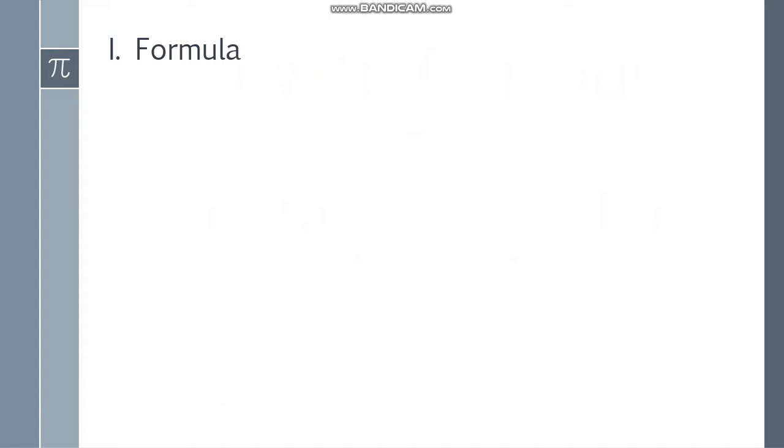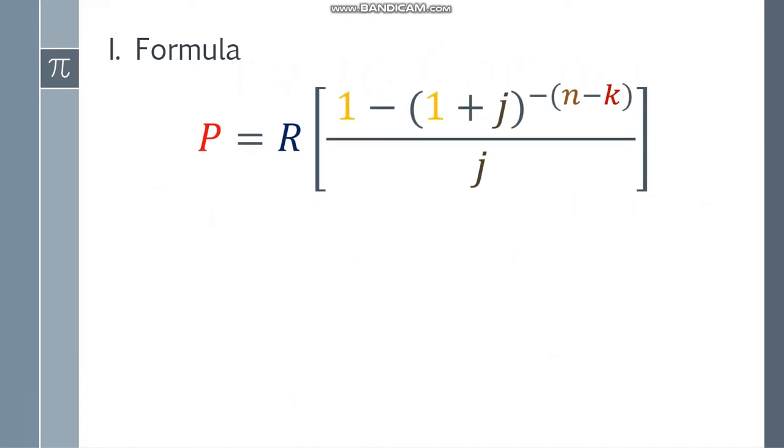Ang formula na gagamitin natin dito para mahanap yung outstanding balance ay P is equal to R. At yung sa numerator part, meron tayong 1 minus the quantity 1 plus j to the negative exponent na quantity n minus k, over j.